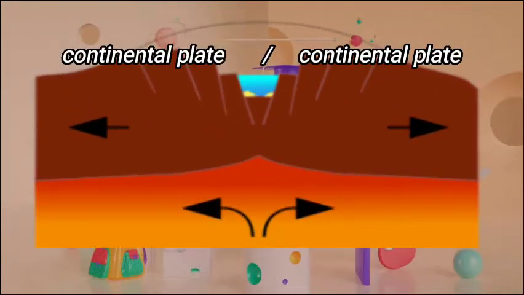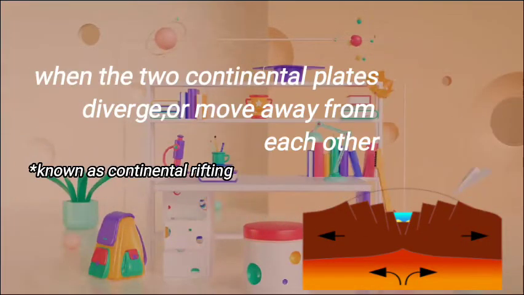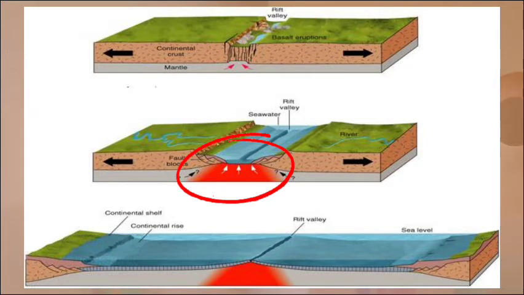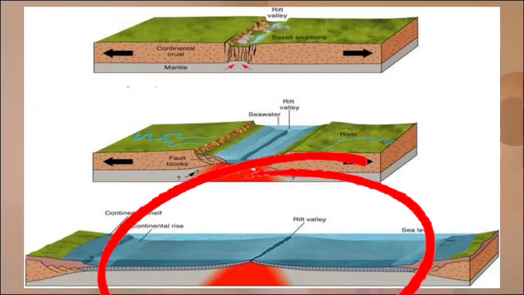Let's start with continental to continental plate divergence. It is when the two continental plates diverge or move away from each other. It's also known as continental rifting. This leads to the formation of a rift valley and later on becomes a new ocean basin. Molten rocks from the mantle erupt along the opening, forming new crust. Divergent plate boundaries rift a continent apart. Eventually, a new ocean will form between the two continents.